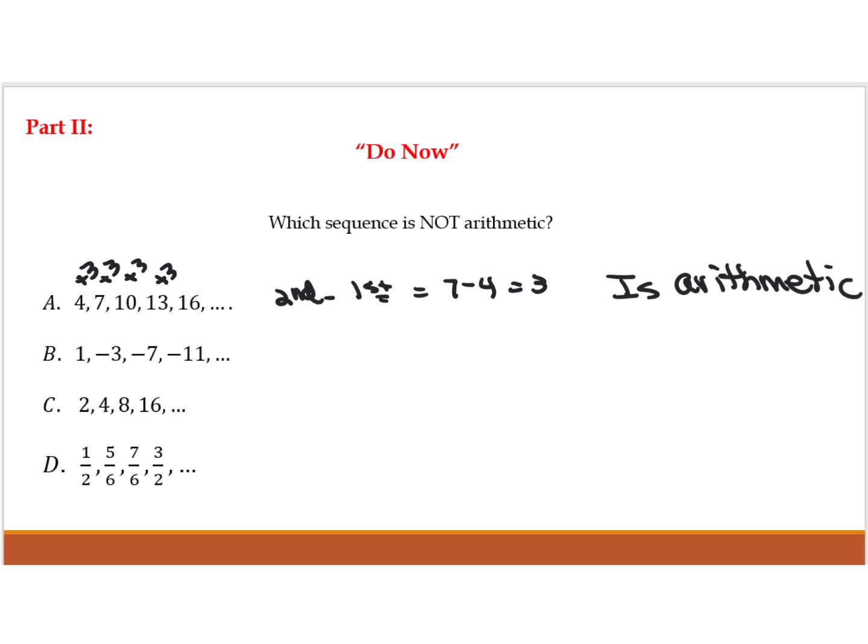On B, I'm going to take the second term and subtract the first term, and I get a difference of -4. I'm going to check. If I subtract 4 from 1, I get -3. -3 minus 4 is -7. -7 minus 4 is -11. Therefore, B is arithmetic.